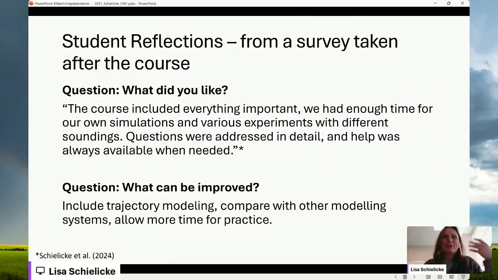I also asked them what we can improve. Some of them wanted additional topics, for example, including trajectory modeling, which is possible with CM1, and also comparing the model with other modeling systems, like other weather models, and allowing more time for practice. Some students asked for a 3-week block course instead of a 2-week block course.